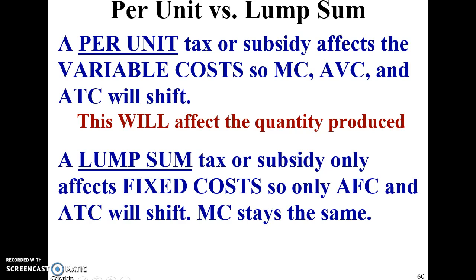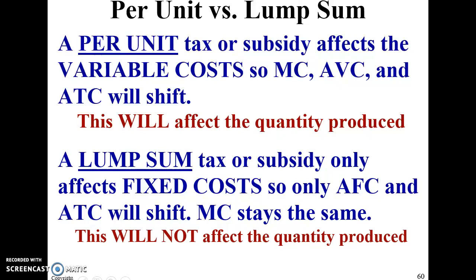A lump sum tax or subsidy. Lump sum means, okay, utility Y will have a $1,000 tax regardless of the level of output. That's a lump sum tax. Or we're going to give the farmer in the agricultural industry a subsidy of $5,000. That's only going to impact fixed costs. The tax will raise fixed costs. The subsidy will diminish fixed costs. So it doesn't affect the quantity that's being produced.